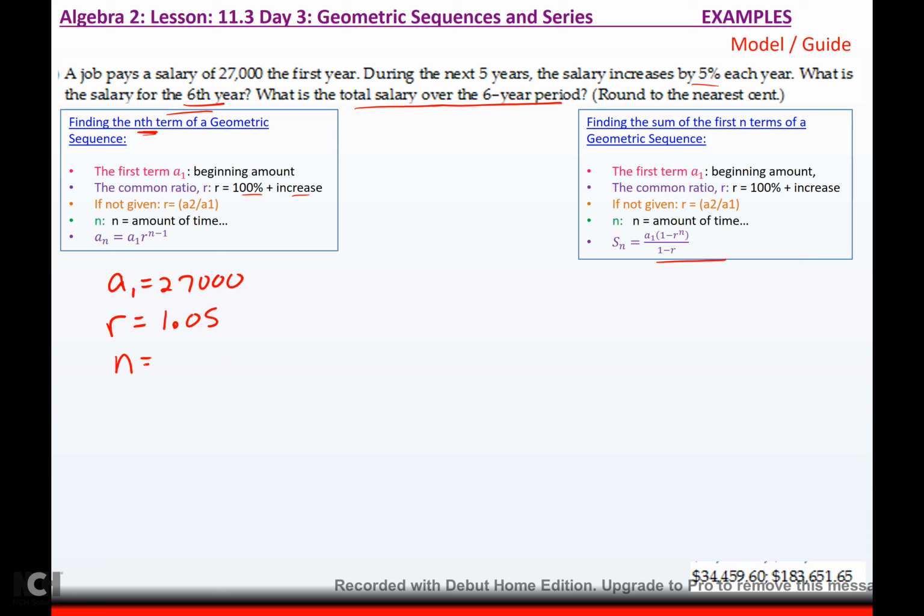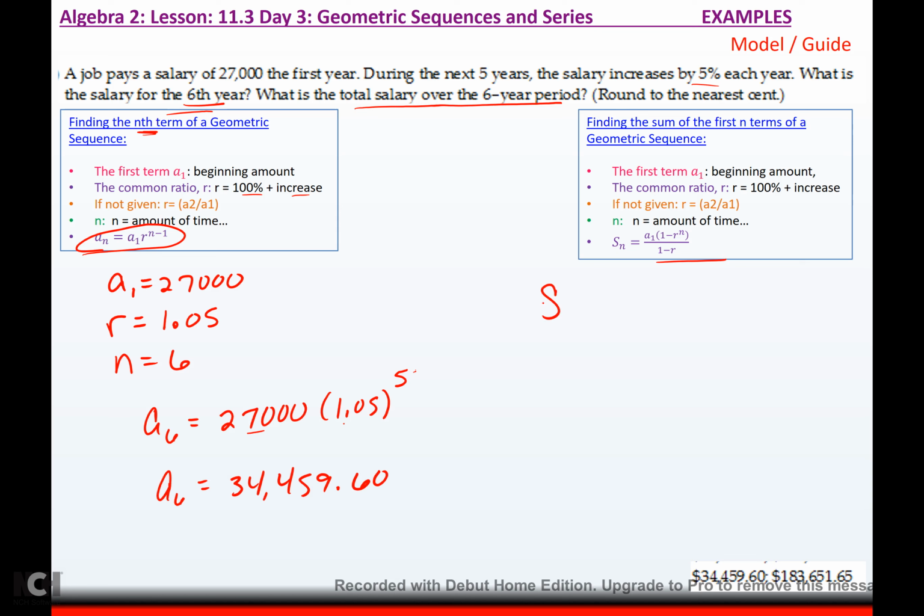And n, they want the 6th term. So to find the 6th term, I say a sub 6 will be a sub 1, 27,000, times r, which is 1.05 to the n minus 1, so that's to the 5th. Remember, because it's your starting plus one less than you're looking for, common ratios. So I type 1.05 caret 5 first, enter, and then I hit times 27,000. And I get, on the 6th year, his salary will be $34,459.60. That's what he'll make on the 6th year.